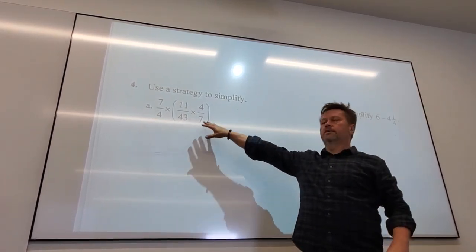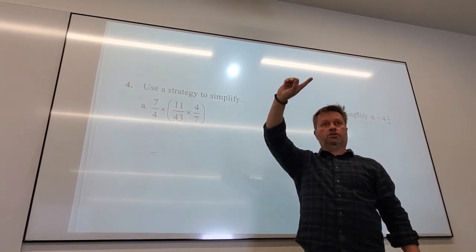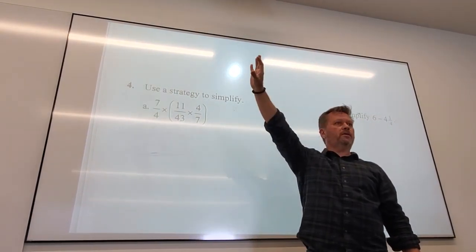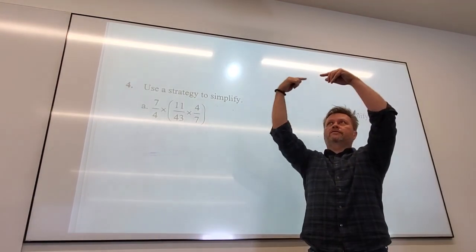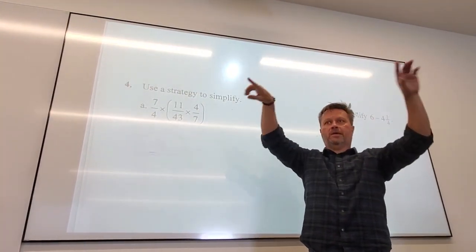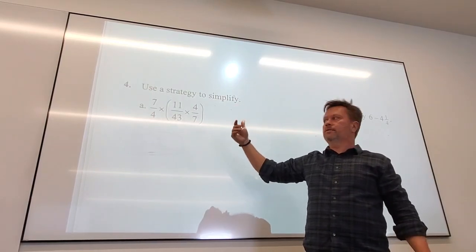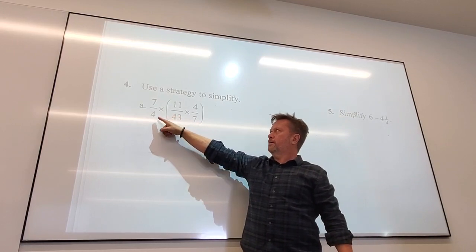Guys, it's all multiplication, correct? Math doesn't care what order you multiply in. The order of operations is just if you have multiple types of operations. If it's all addition or all multiplication, that's commutative. I can multiply in whatever order I want to. So of course I'm going to multiply.